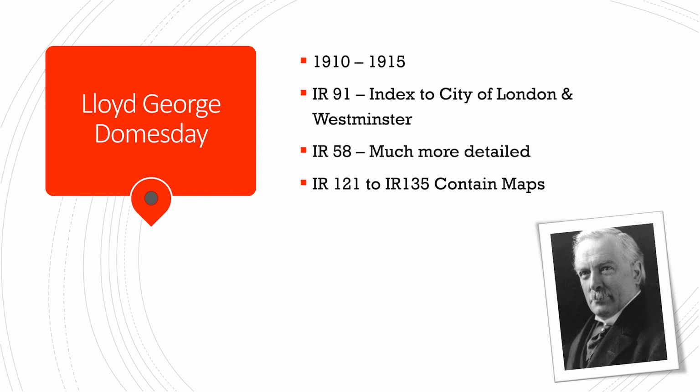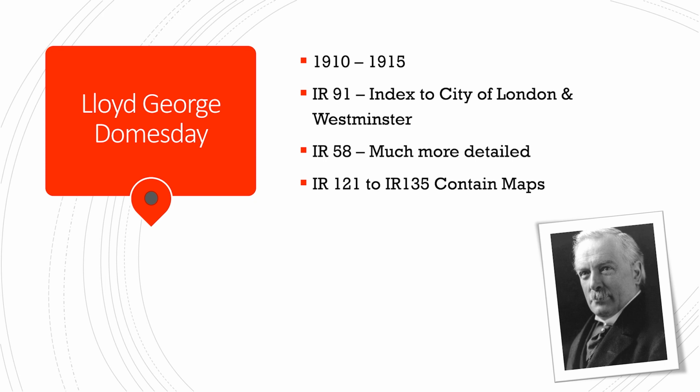There's the IR91 index to the City of London and Westminster. There's the IR58 field books, which cover the whole of England and Wales. They're the detailed records. And then there's finally the maps, which come from IR121 all the way up to IR135, covering the various different areas of the country.